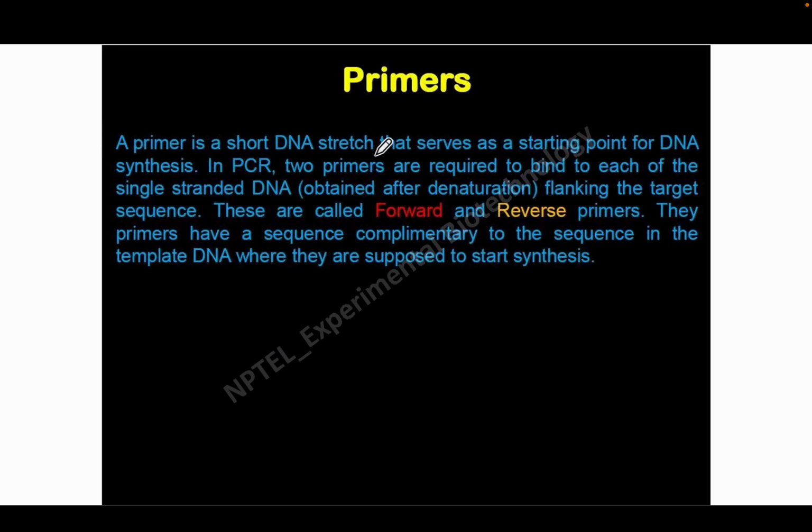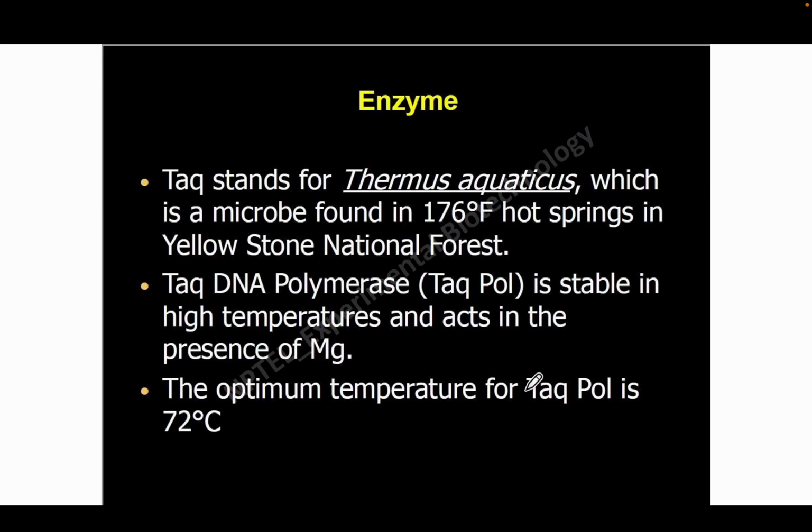Primers. A primer is a short DNA strand that serves as a starting point of DNA synthesis. In PCR, 2 primers are required to bind to each of the single stranded DNA obtained after denaturation, flanking the target sequence. So you need 2 primers, basically forward and reverse. So your DNA is like that. You need 1 primer to synthesize this strand, forward, and 1 primer to synthesize this strand, reverse. The primers have a sequence complementary to the template. So this primer is complementary to this, and this primer is complementary to this sequence in the template DNA where they are supposed to start synthesis.